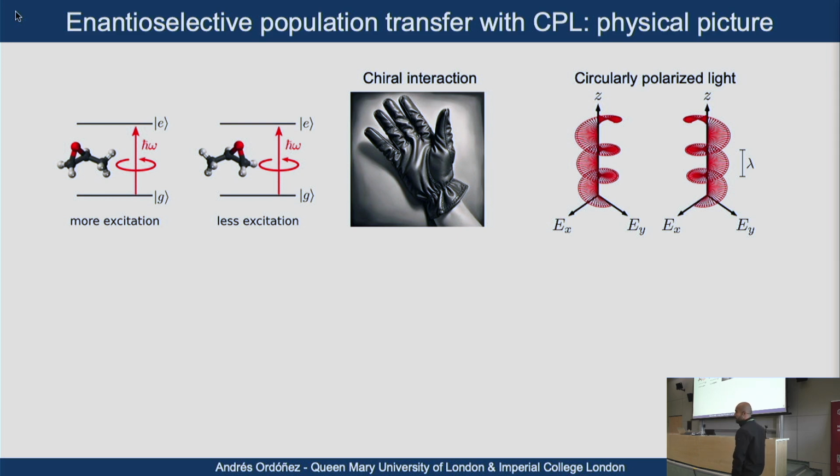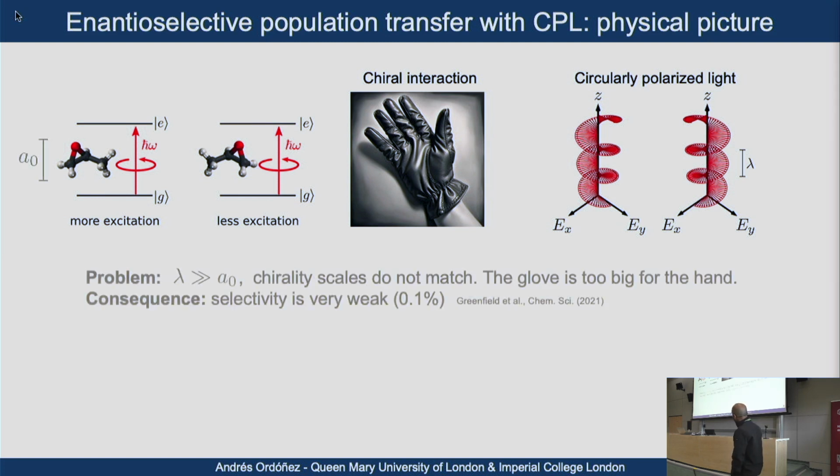Circularly polarized light is, of course, chiral. It makes this helix in space. But the problem is that the helix has a characteristic scale given by the wavelength. And the wavelength for an optical transition is hundreds of times bigger than many chiral molecules. So basically, the glove is too big for the hand. And that is, let's say, the physical picture of why circularly polarized light is not well suited to selectively excite this molecule, but not its mirror image.